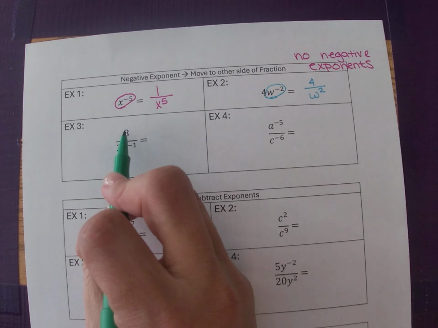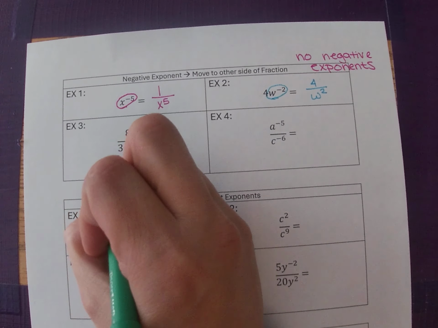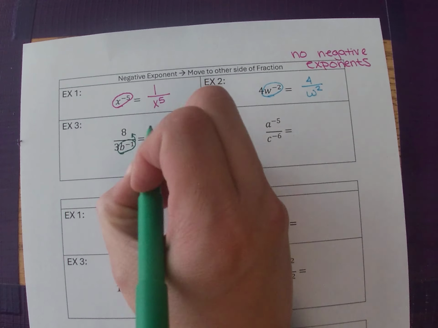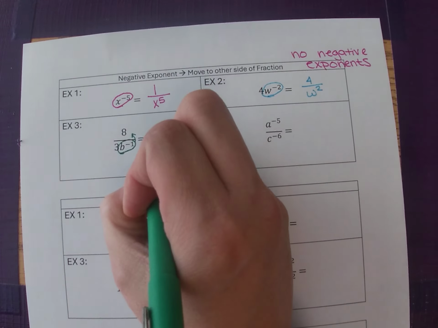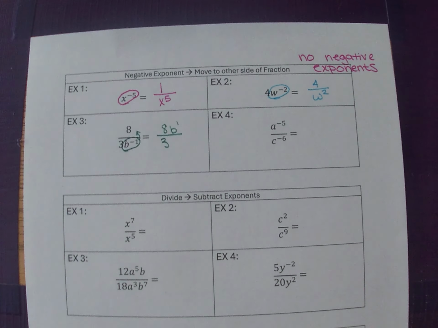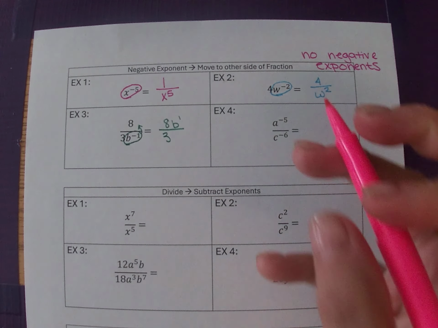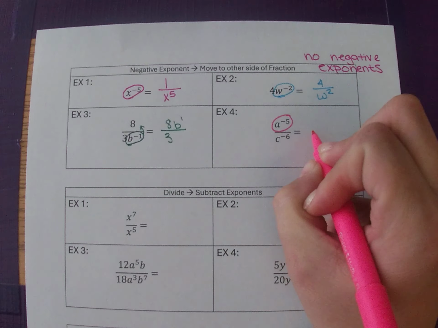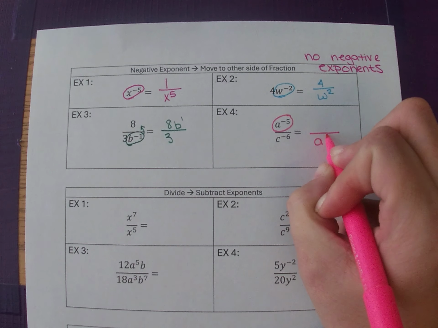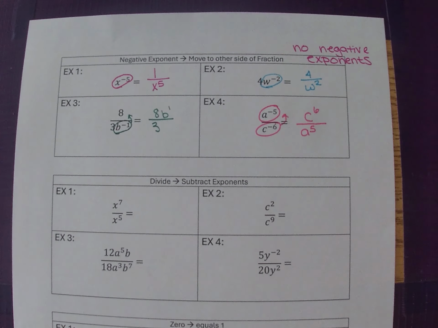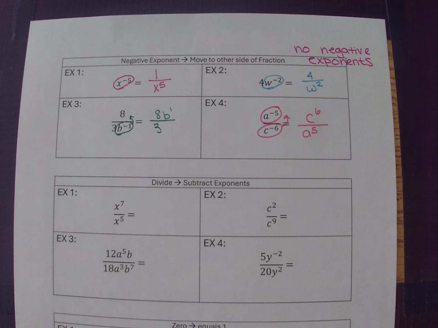So if I look at example 3, the 8 and 3 are staying where they are because they don't have a negative exponent. It's the b that has a negative exponent, and it needs to be moved up to the top. So the 8 is staying put, the 3 is staying put, the b to the first is moving to the top of the fraction, and once it's there, that negative is coming off. So example 4, this a to the negative 5th needs to move to the other side of the fraction, so it's going to move down. But my c to the negative 6 needs to move up, and when it moves up, it becomes a positive. So I end up with c to the 6th over a to the 5th.